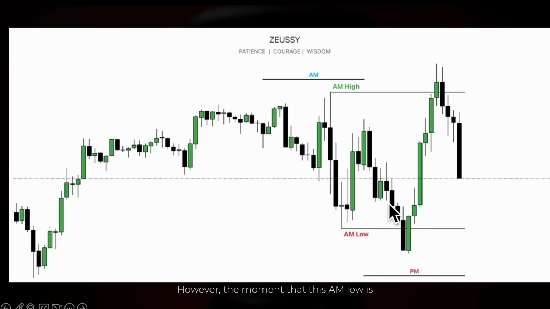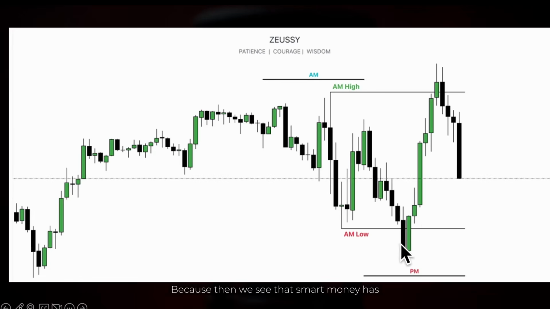However, the moment that this AM low is being taken out by this down close candle, you don't know yet whether or not it's a purge which is taking place, or if the liquidity is being swept. And that's a definition thing. Let me explain. Whenever the market takes out a time-based liquidity pool, so in this case the AM low, we call that the sweeping of liquidity which is taking place. The moment that we see the market form a low below that time-based liquidity pool, and we see it displace higher, from that moment in time, we call it a purge on liquidity.